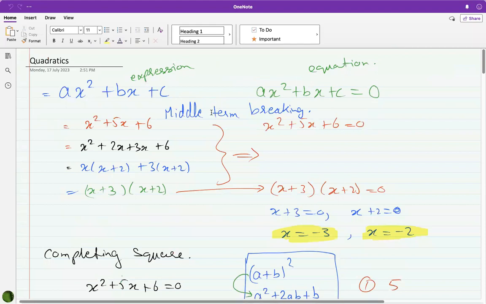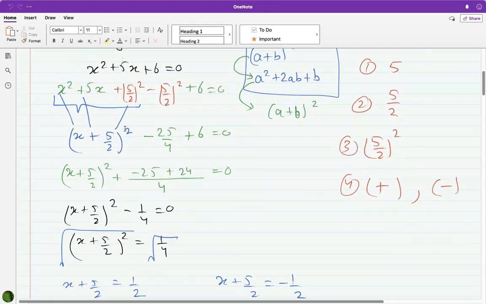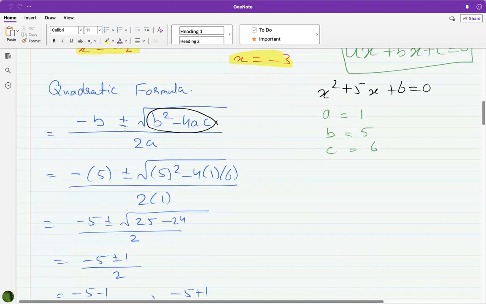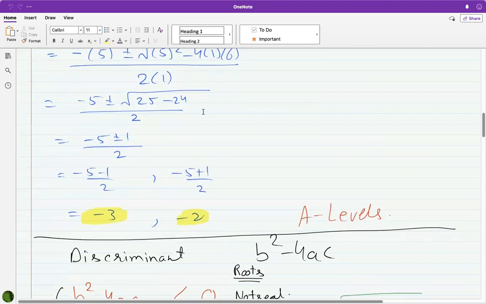So this was it. First method, middle term breaking. This is a quadratic equation. Second method was completing square. Third method was quadratic formula. We were mainly interested in quadratic formula due to b square minus 4ac, which is known as discriminant.